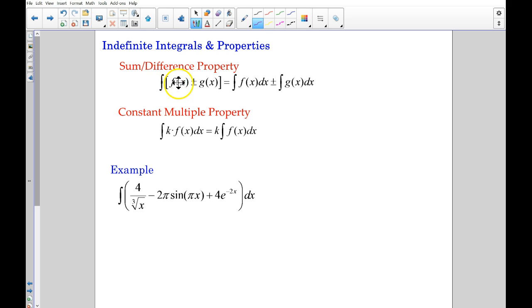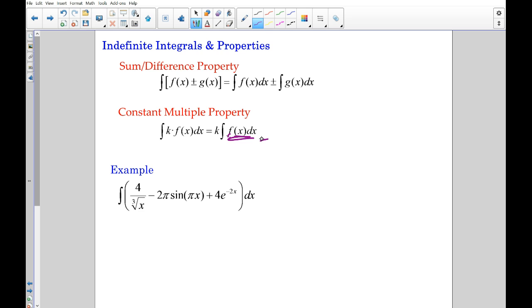If we're trying to find the integral of, or the antiderivative of, a sum or difference, we can find the antiderivative of each piece separately first and then add them. Similarly with a constant, if we have a constant inside there, we can pull it outside and just worry about the antiderivative of the function itself.